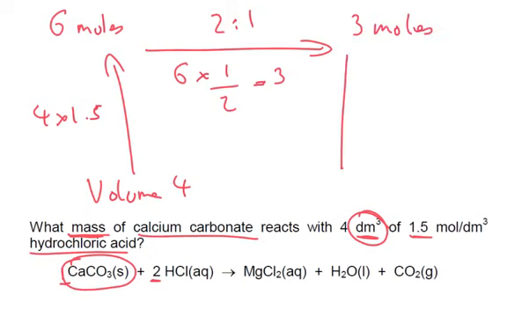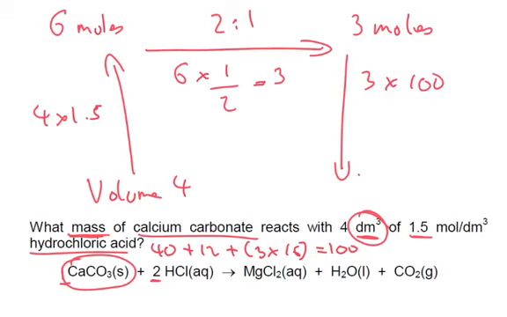And then finally, we want to find out the mass. Now, calcium, let me just look at my periodic table, is 40. So calcium is 40 plus 12 for carbon, and then we've got brackets 3 times 16, and we get a molar mass of 100. So 1 mole is 100 grams, but we've got 3, so 3 times 100 gives us 300 grams, and that's our final answer.